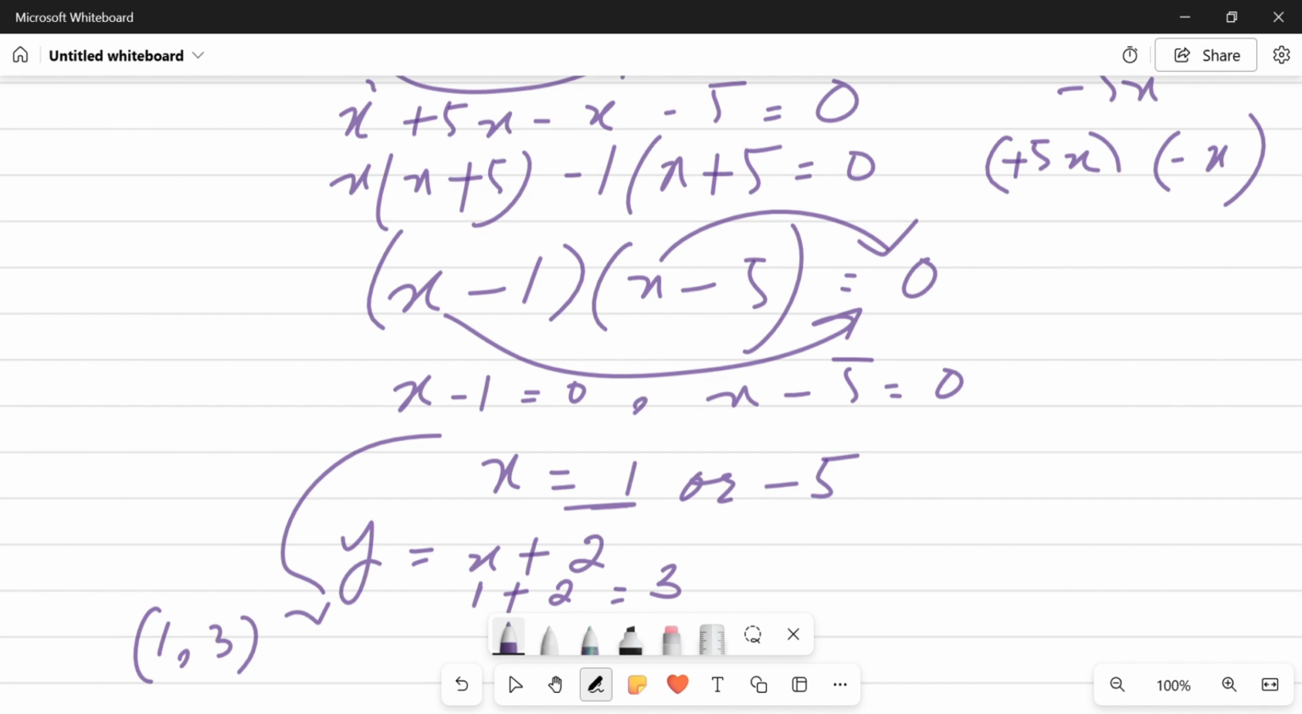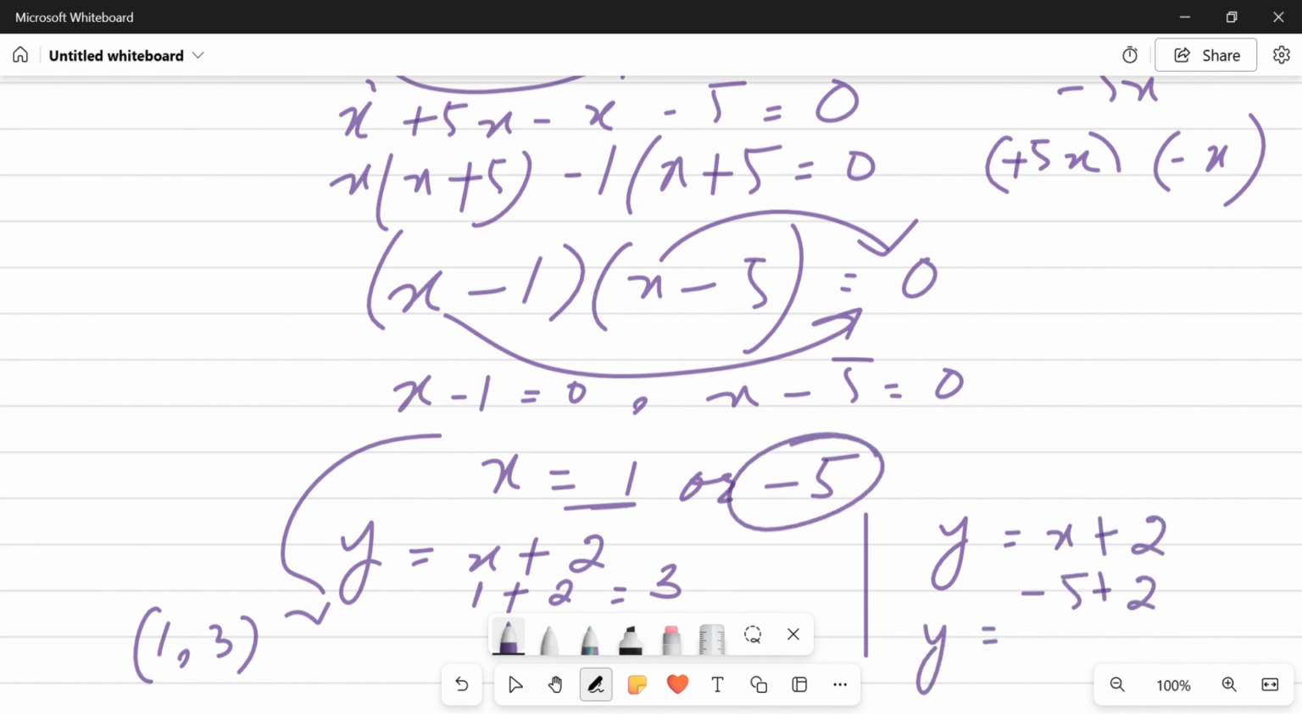Okay, and take the other value in the first equation, y equals x plus 2, and this one x is minus 5. So what is y? It's minus 3. What are the coordinates? Minus 5 and minus 3. So here are the coordinates. I'm writing the coordinates here: minus 5 is the x1 and minus 3.